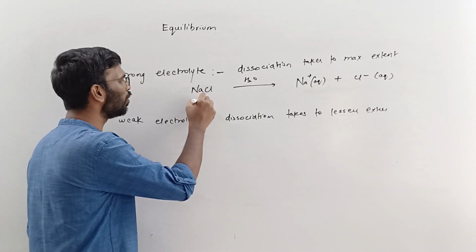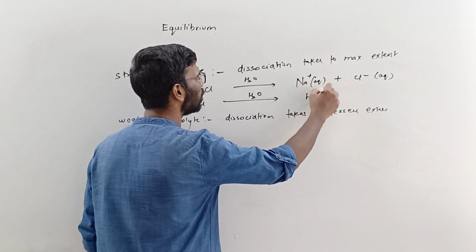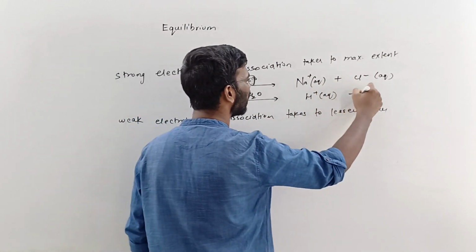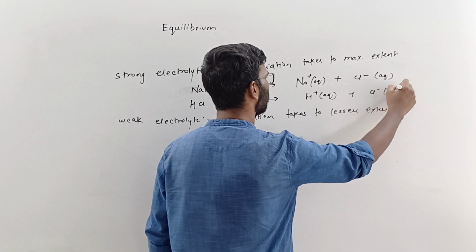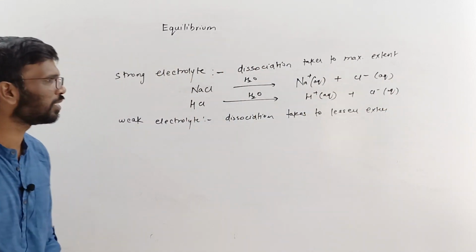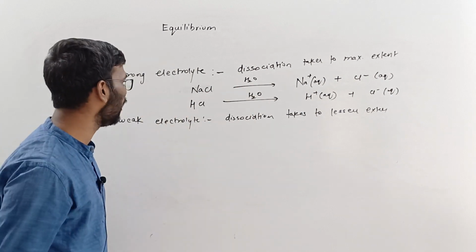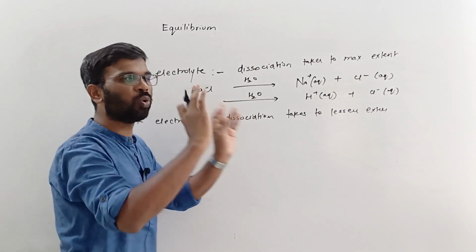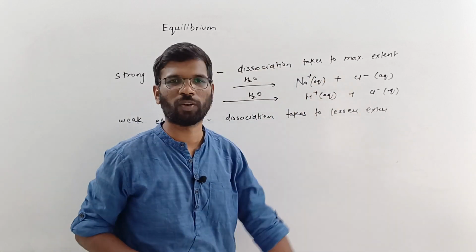Take HCl and put it into water. What will happen is that H plus will split this way, meaning this H plus is surrounded by water and Cl minus is also surrounded by water. This is the concept of the strong electrolyte. Here there is no equilibrium existing, because the maximum of the reactant is getting converted to product.